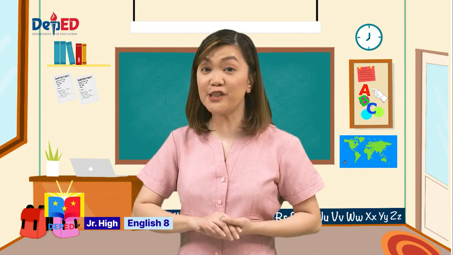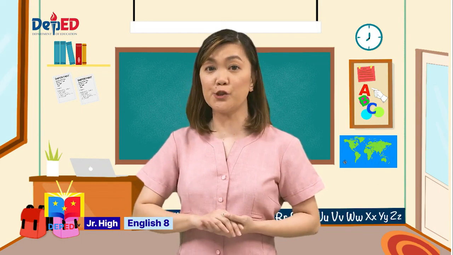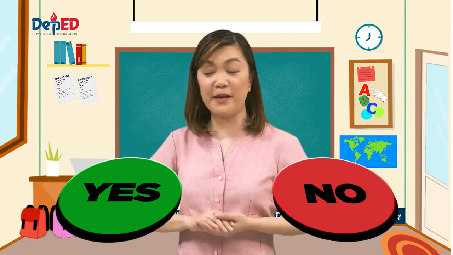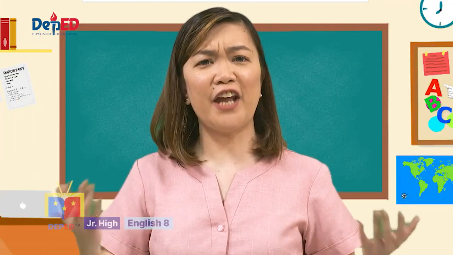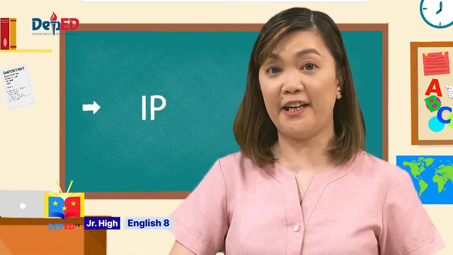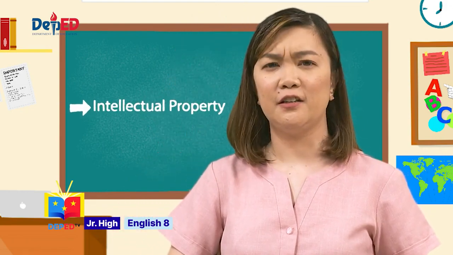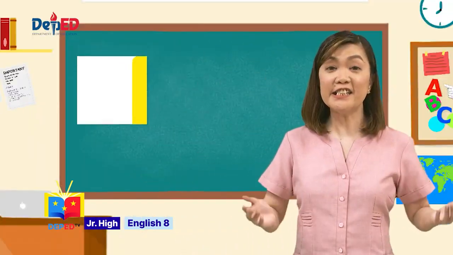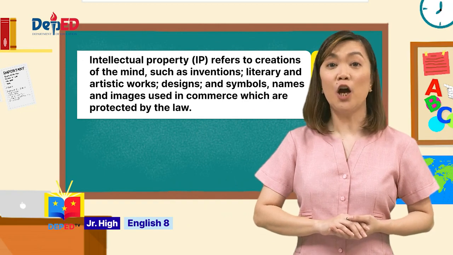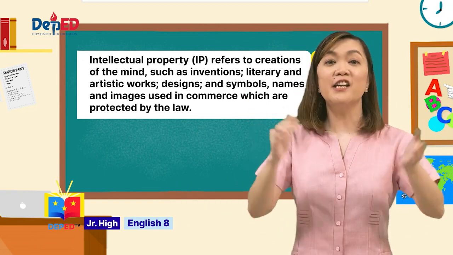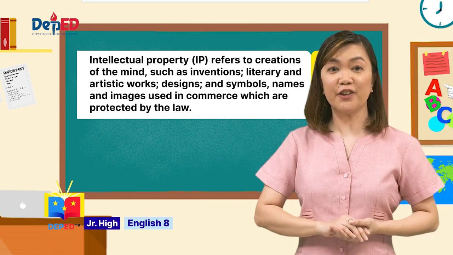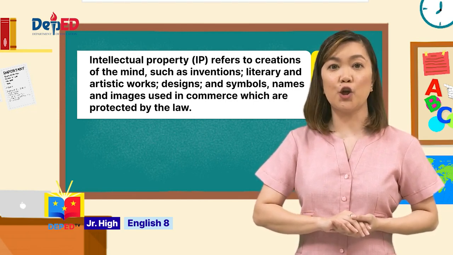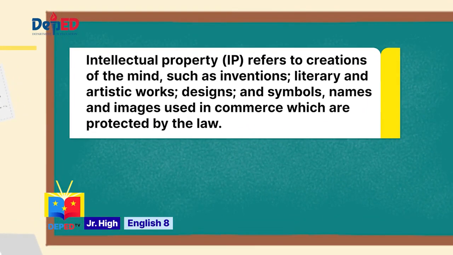Do you think that it is also important for our ideas to be protected by the law? That's right! The answer should be yes! There is actually what we call IP or intellectual property. What is intellectual property? Intellectual property or IP refers to creations of the mind such as inventions, literary and artistic works, designs and symbols, names and images used in commerce which are protected by the law.